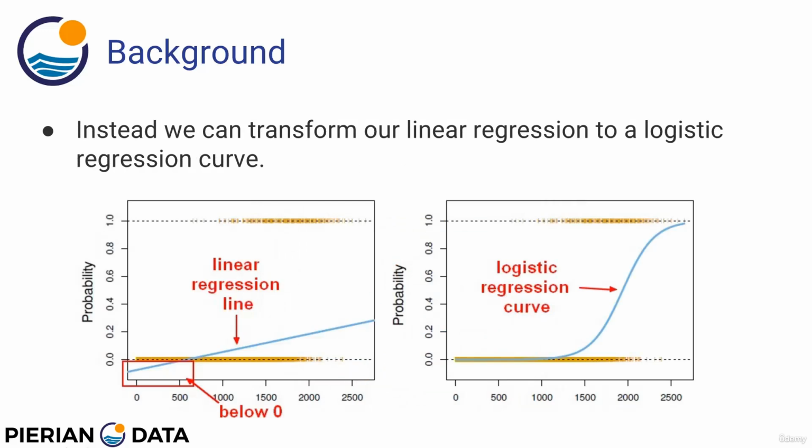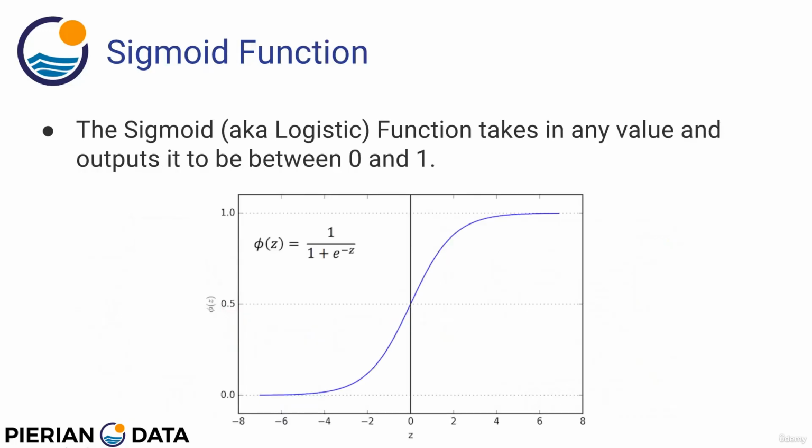Instead, we can transform our linear regression to a logistic regression curve. And you'll notice our logistic regression curve can only go between 0 and 1. And that's going to be the key to understanding classification using a logistic regression curve. The sigmoid, also known as logistic function, is going to be the key to understanding using logistic regression to perform a classification. The key secret to this function is that it can take in any value and its output is going to be between 0 and 1.